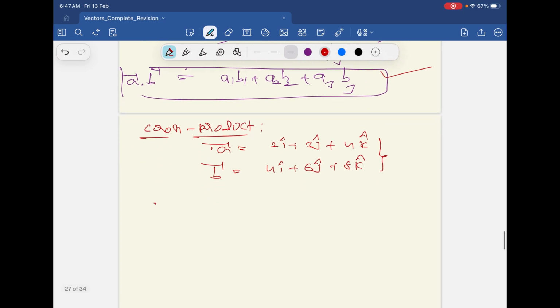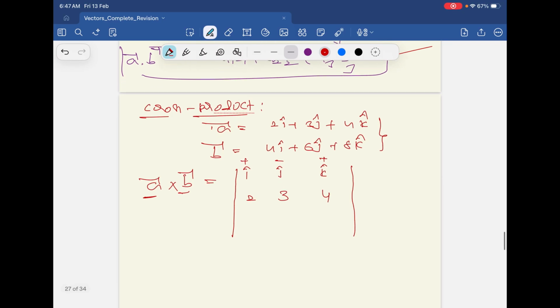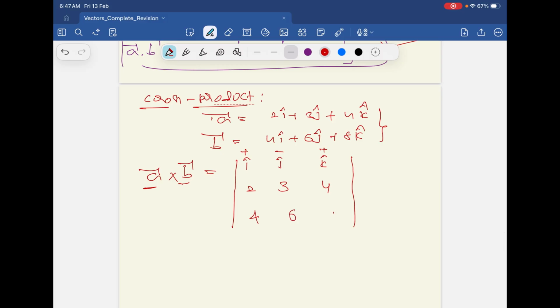Now how to find a bar cross b bar, the result? So keep in mind, remember this method of how we are doing it. This is called the determinant method, matrix determinant method. First write i cap, j cap, k cap, students. Here plus, minus, here plus. Why so? We'll understand in the mathematics class in detail. For the method, remember, vector order is important. First vector a, take 2, next 3, 4. Second vector's components: this is 4, this is 6, this is 8.